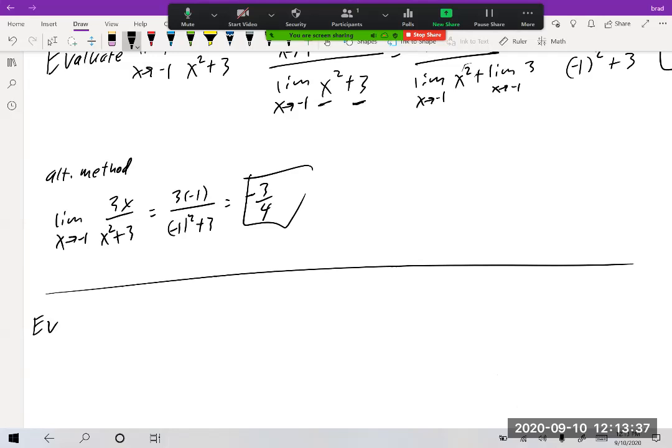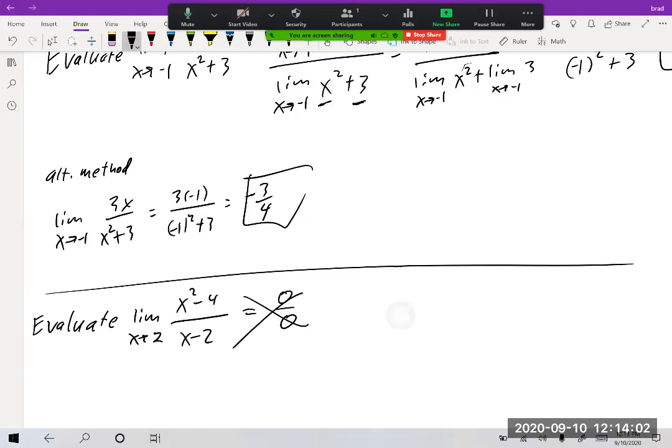So evaluate the limit as x approaches 2 of x squared minus 4 all over x minus 2. So now if I try to plug 2 in, I say, oh, this is a rational function, I end up getting 0 over 0, and that's not good. So we can't do that.